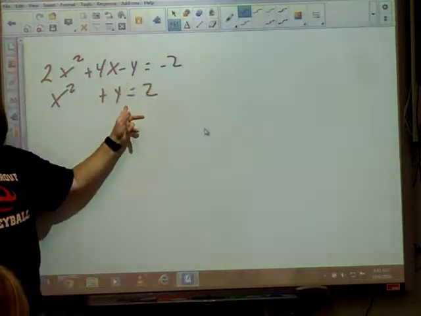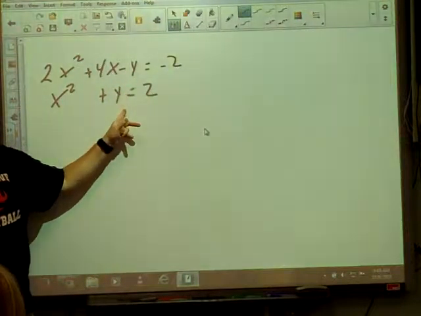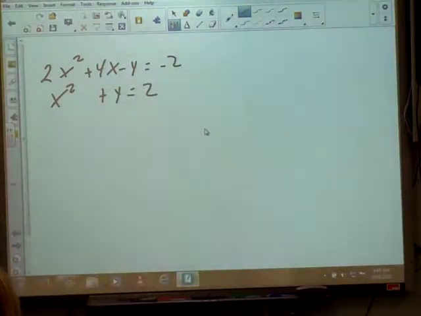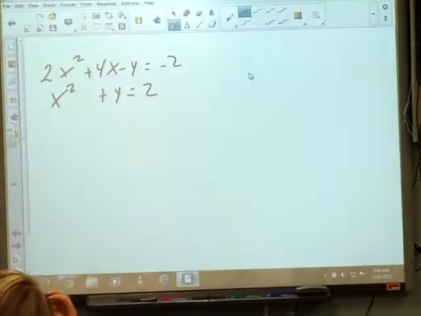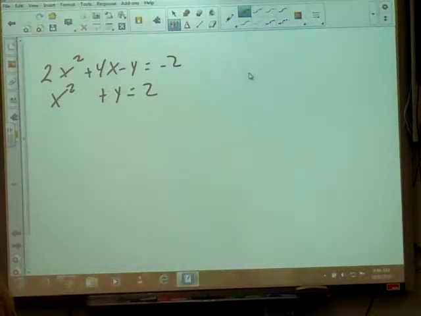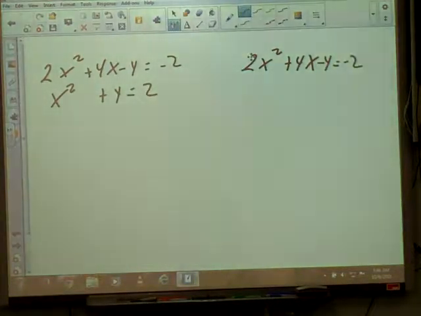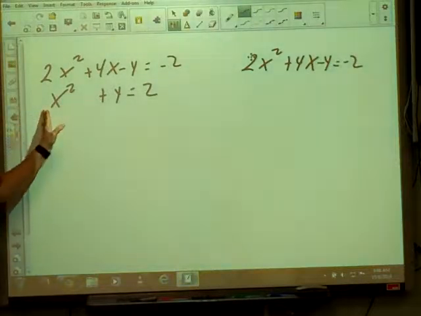Neither one of these is linear. Both of the first ones we worked, I gave you something and then a linear one. Right? Neither one of these is linear because they're both squared. So this one is a parabola. This one could be a circle, could be several different things, but neither one of them is linear. I could solve the second one real easy for y. I could have y equals 2 minus x squared and then plug that in. I could do that. I'm not going to.